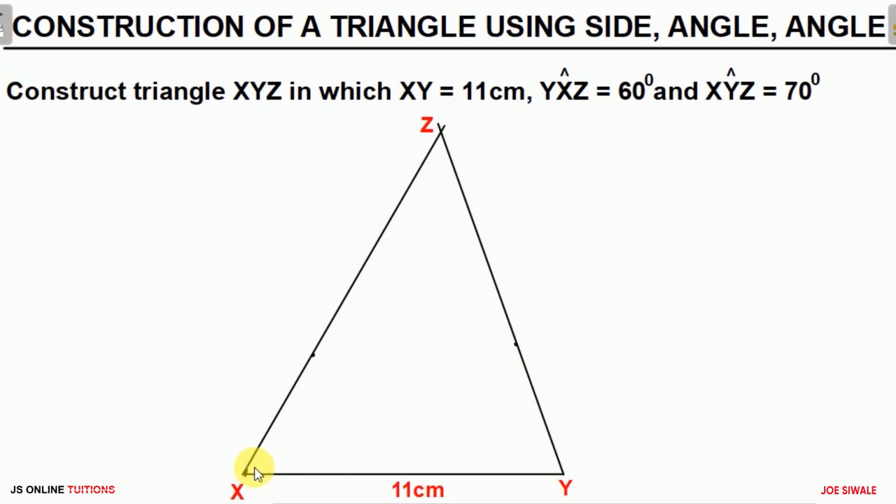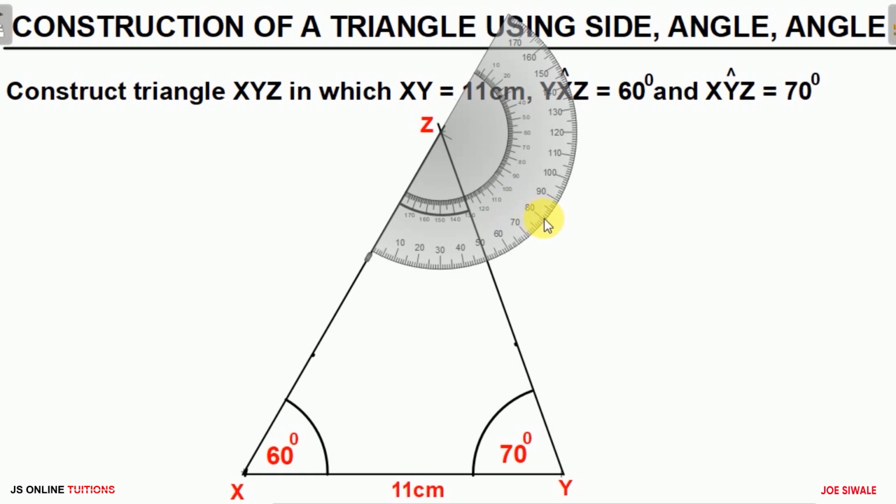So we can input our angles. We know that the angle at X is 60 degrees and we know that the angle at Y is 70 degrees. So as you can see from our triangle, we have labeled angle YXZ as 60 degrees. Then we have labeled angle XYZ as 70 degrees. So now we can measure our angle XZY. So we're going to do that by using our protractor.